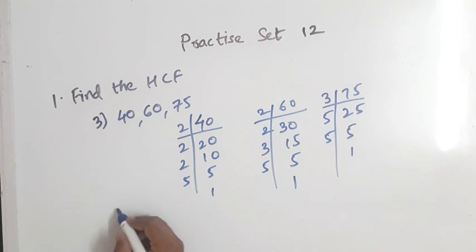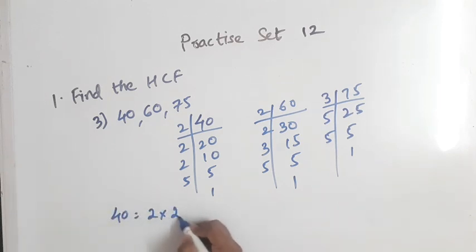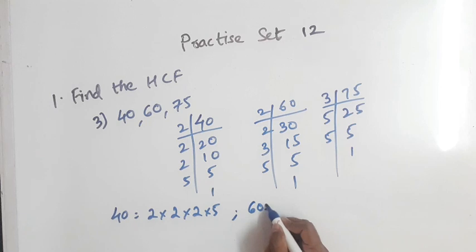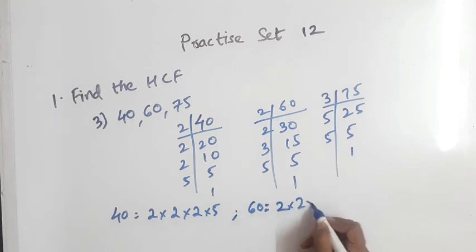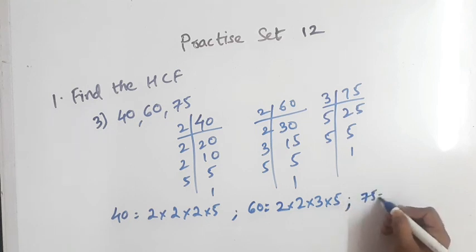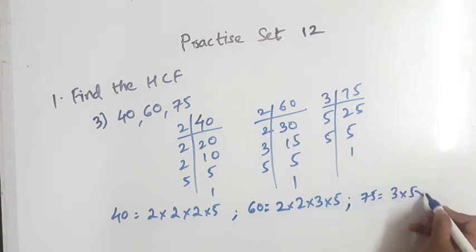So I'll write there the factors 2 into 2 into 2 into 5. Then put a semicolon, 60: 2 into 2 into 3 into 5, and put a semicolon, 75: 3 into 5 into 5.